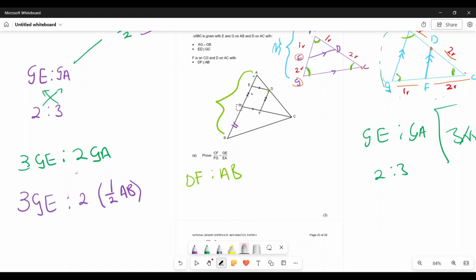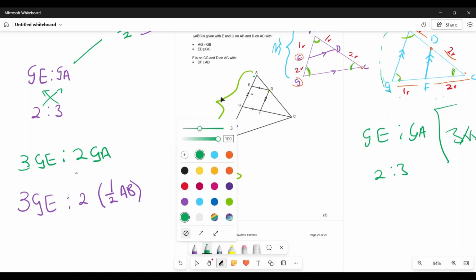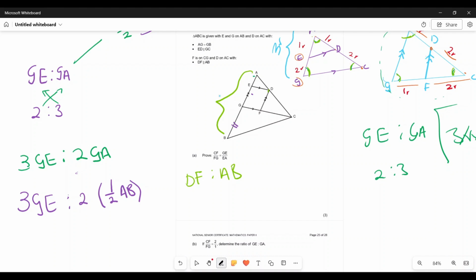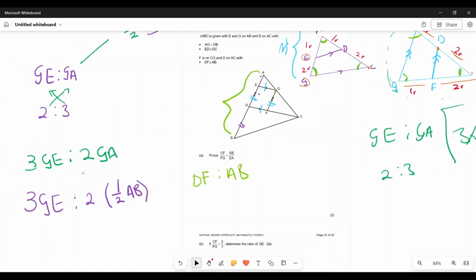If you look at this four-sided shape GEDF, what kind of shape is that? GEDF is a parallelogram, right? And what do we know about a parallelogram? Opposite sides are going to be equal to one another. So these sides are going to be equal to one another. Let me put another line here. So we can agree that your DF is going to be equal to your GE. Remember we found the ratio of DF before. So here I know that my DF is going to be equal to my GE.